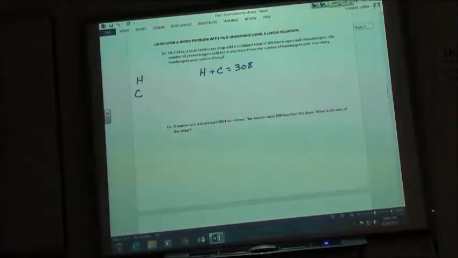The second sentence says the number of cheeseburgers sold there was 3 times the number of hamburgers sold. So when I read that, I want to look for the one that's mentioned first in my equation. The number of cheeseburgers sold.